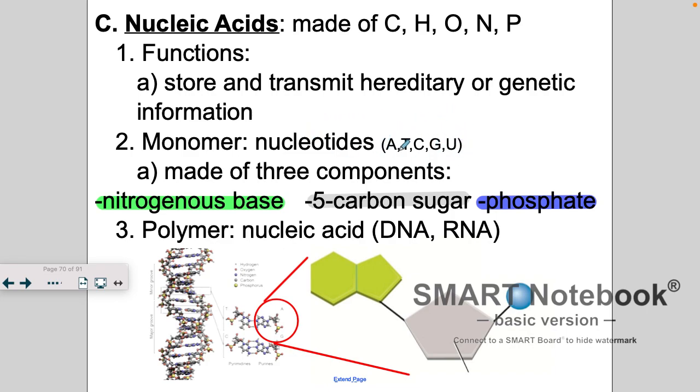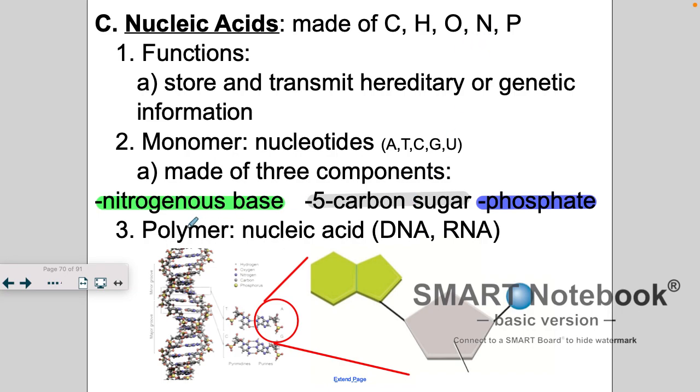So all of these nucleotides are monomers of nucleic acids. And each nucleotide is made up of 3 things. We have a nitrogenous base, which I highlighted in green. They all have the same 5-carbon sugar and the phosphates. So this is where the phosphorus comes from, and this is where the nitrogen comes from. And then everything in between is carbon, hydrogen, and oxygen.